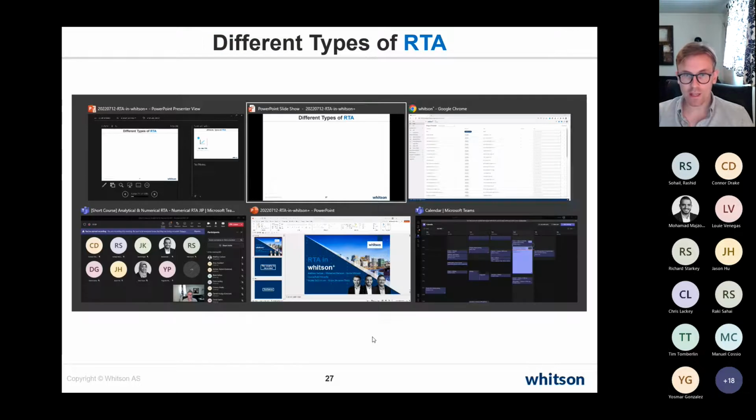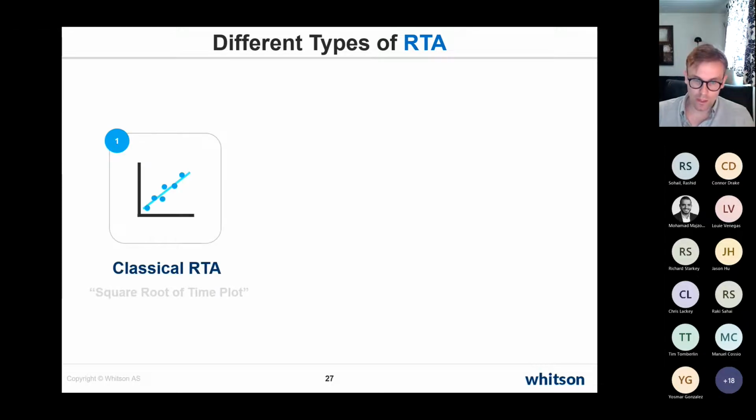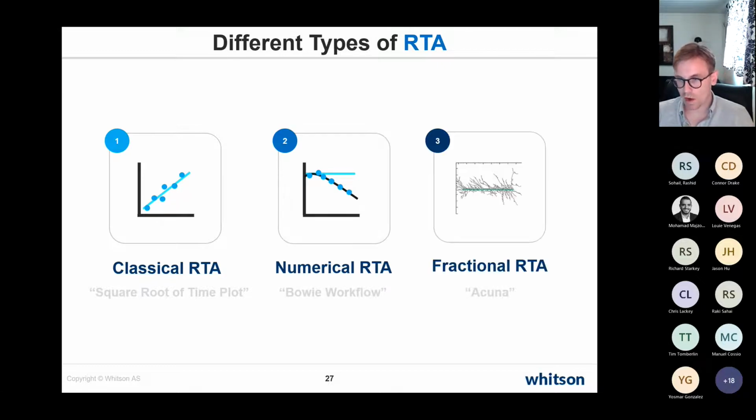So the different types of RTA that we're dealing with is three different types. It is classical RTA, the square root of time plot. It's numerical RTA, which is the Bowie workflow we'll talk about, and it's the fractional RTA. And before we start to use these techniques in the software, it's important that we know at least the basics of all the different techniques.